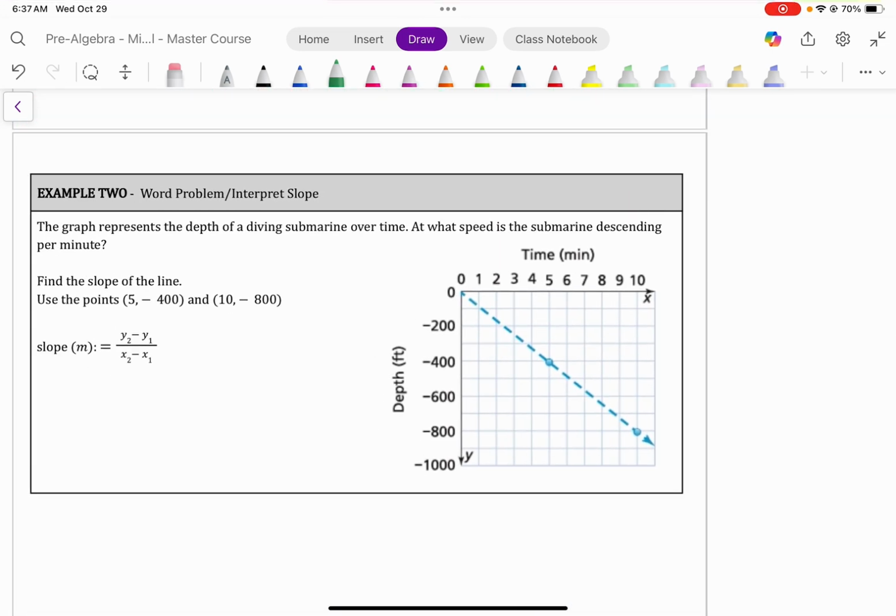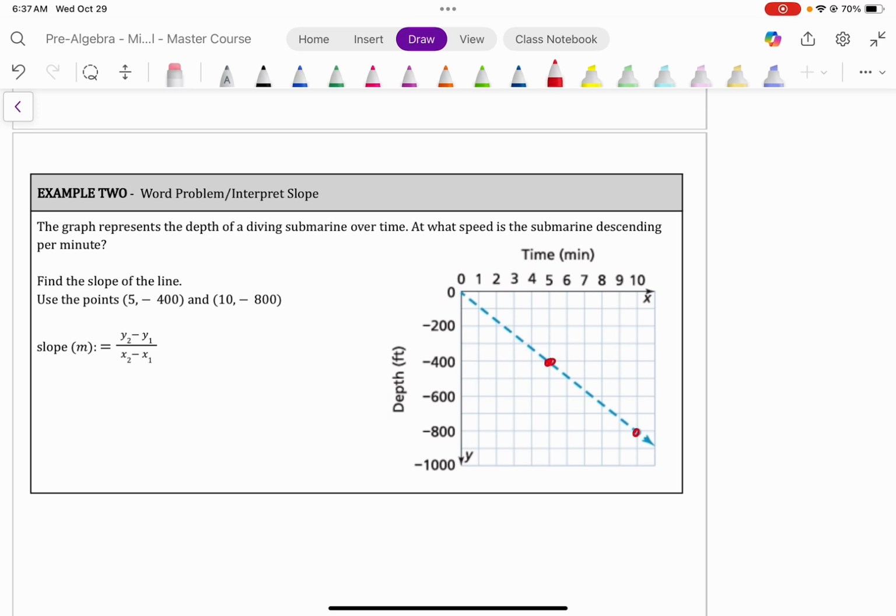And our last example shows the graph representing the depth of a diving submarine over time. So as time goes on, the submarine goes lower and lower under the ocean. At what speed is the submarine descending per minute? So it's asking us to find the slope of the line, and it's giving us the 2 points they want us to use. So here, it's kind of hard to see those. Blue dots on blue dots.